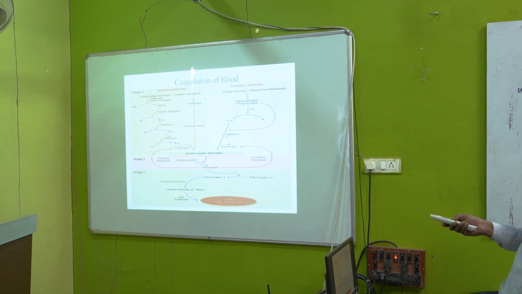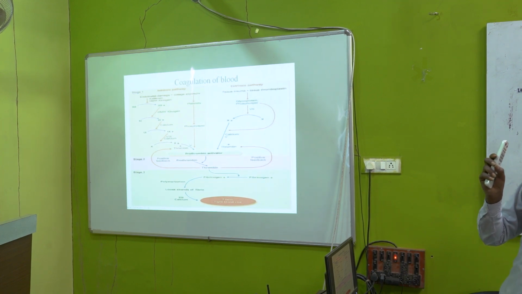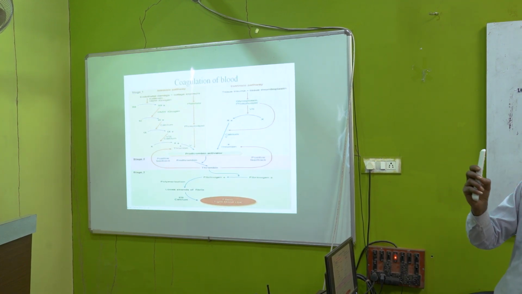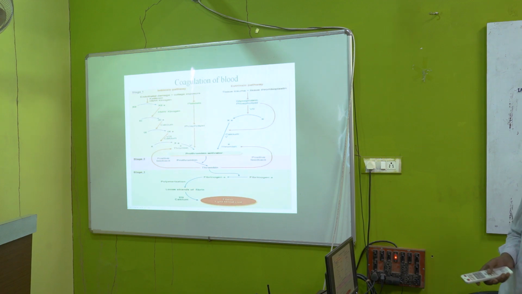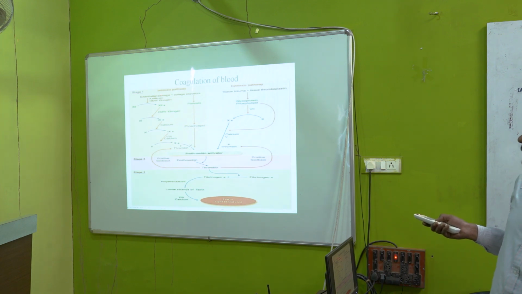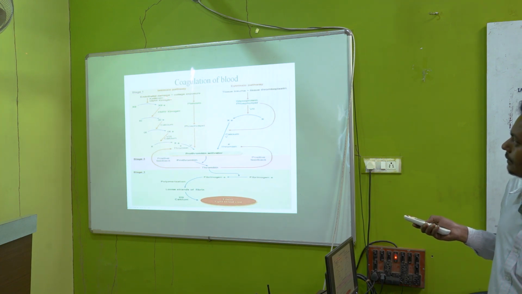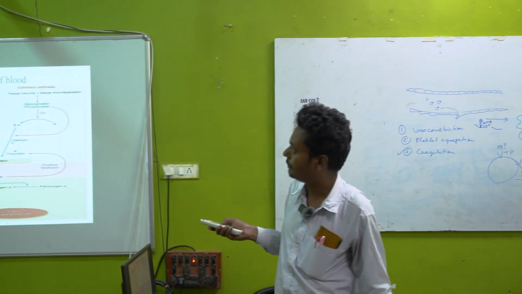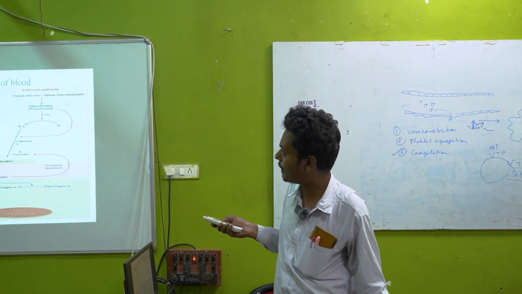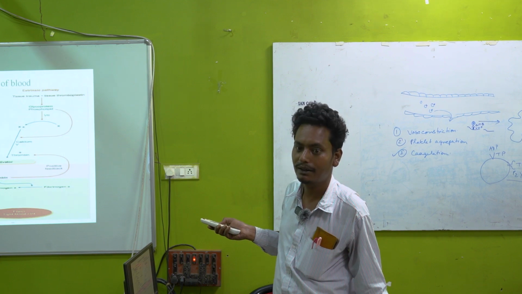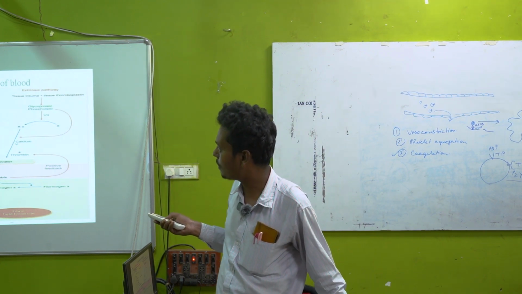When the platelet or the components of our blood vessel initiate the process, it is known as the intrinsic pathway, but when the damaged tissue initiates the process, it is known as the extrinsic pathway. In the case of the intrinsic pathway, the damaged endothelial cell is responsible, and the platelets are responsible to initiate the process of coagulation.